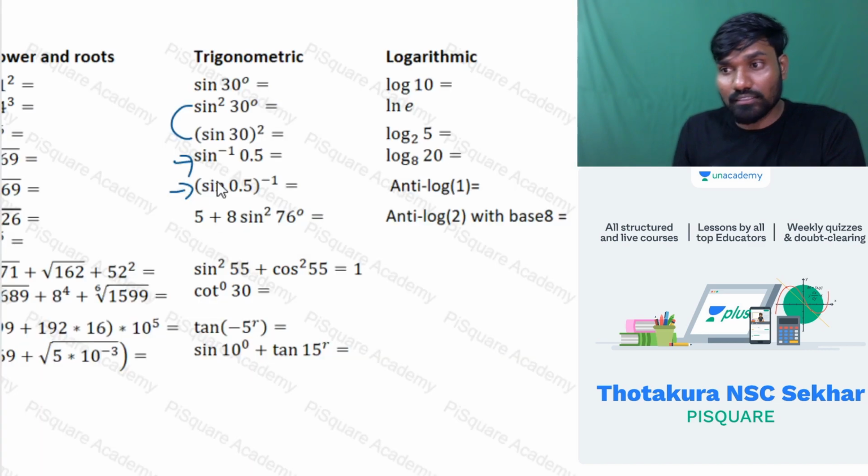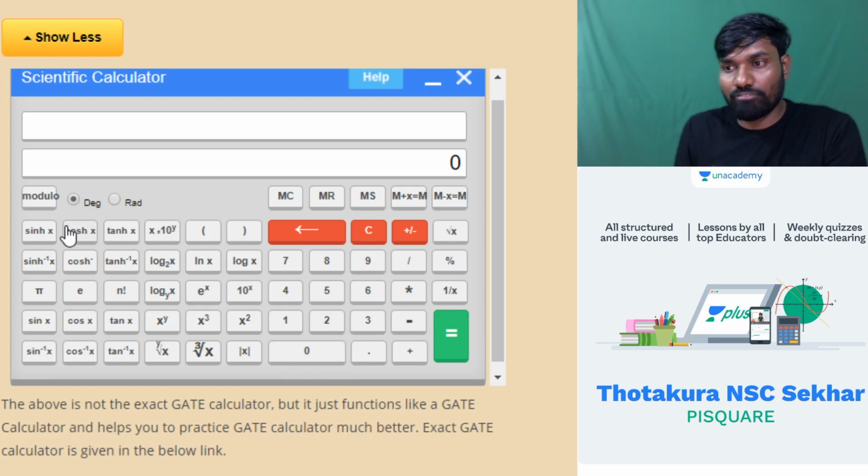So this one is sine 0.5 inverse. Sine 0.5 inverse. 0.5 in degrees.